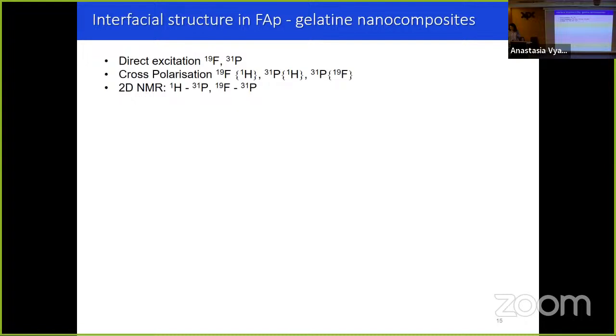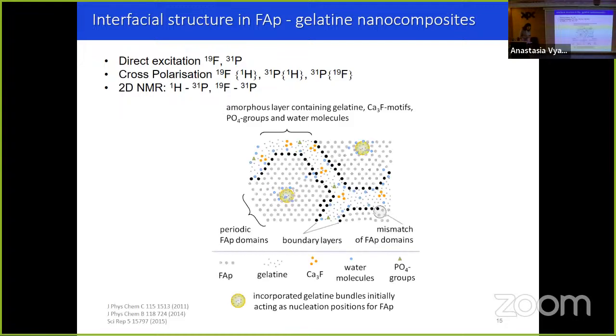Now, based on information we got from one-dimensional spectroscopy and two-dimensional heteronuclear correlation, we can propose a structural model on a molecular level, which is important. What we see, these hexagons, arise from fluorapatite nanocrystallites with a gelatin bundle in the middle, which acts as a crystallization agent.